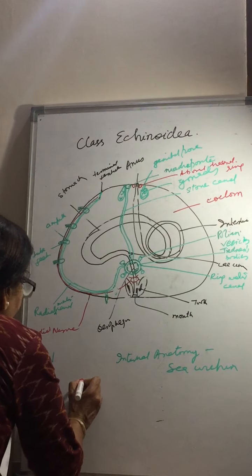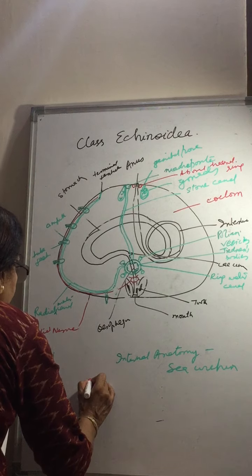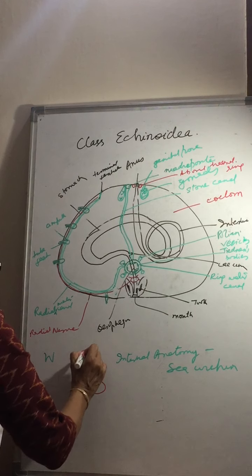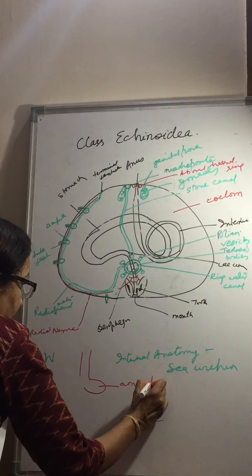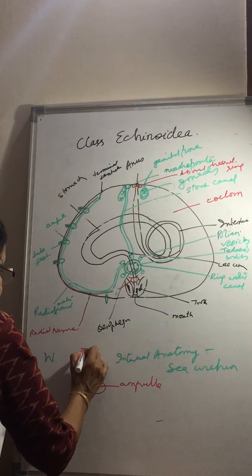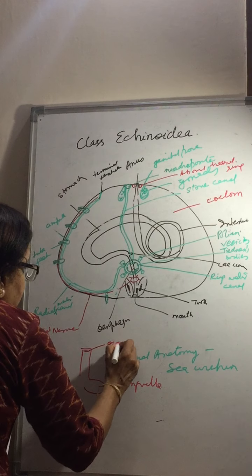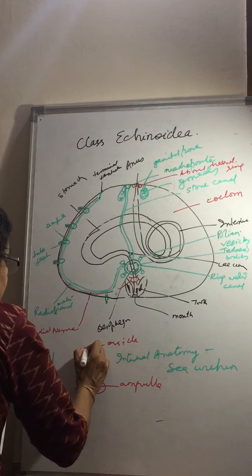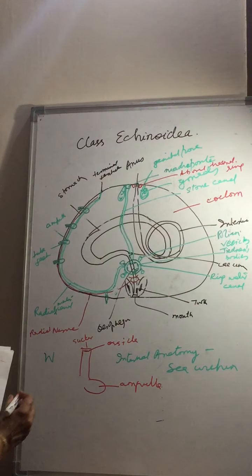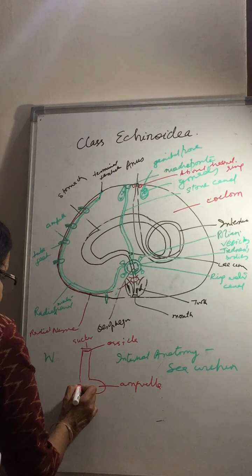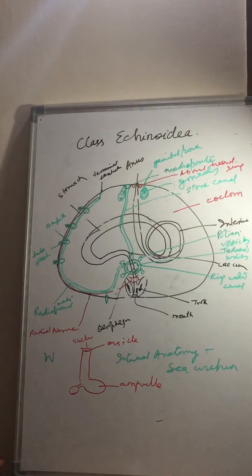So in this case the tube foot is something like this. This is the ampulla, and from the ampulla two ampullar channels are formed. The tube foot is quite long. This is the buccal podia, the ossicle is present here, and this is the sucker. Attached to it is the radial canal.